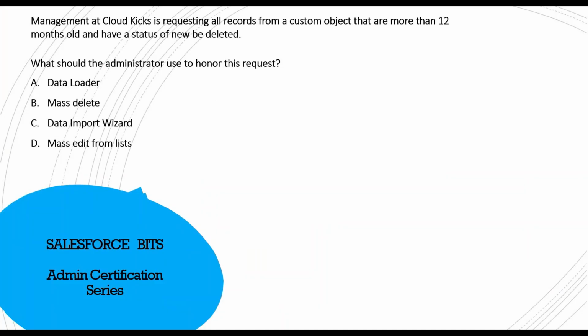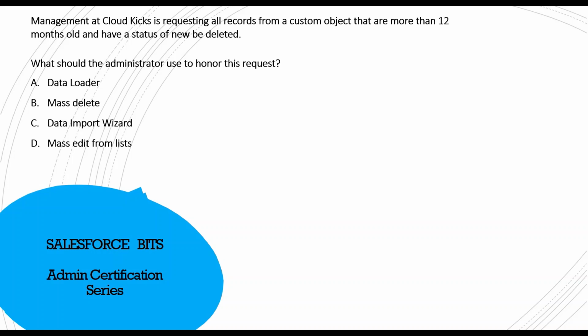Moving on, management at CloudKicks is requesting all the records from the custom object that are more than 12 months old and have a status of new to be deleted. What should the administrator use to honor this request? So they want to delete custom object records which are more than 1 year old and have the status as new, and the options we have are data loader, mass delete, data import wizard, and mass edit from the list.